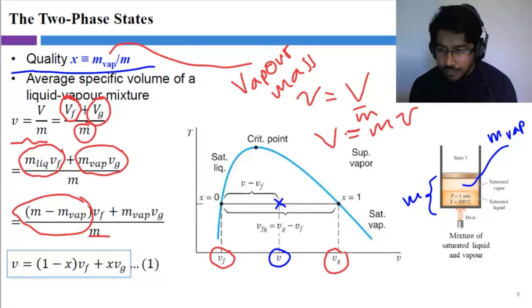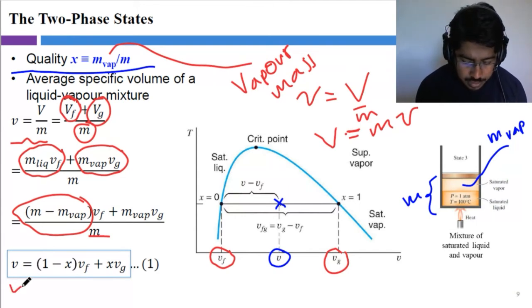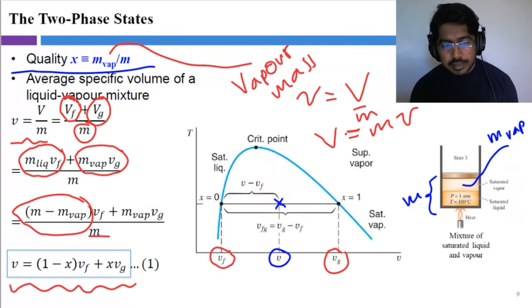What's the point of adding m vap and m liquid into the equation? It's just to come to the derivation that the specific volume of a given state can be written by this. So we wanted to derive this equation. So as a step, we did that. Did I answer you, George?